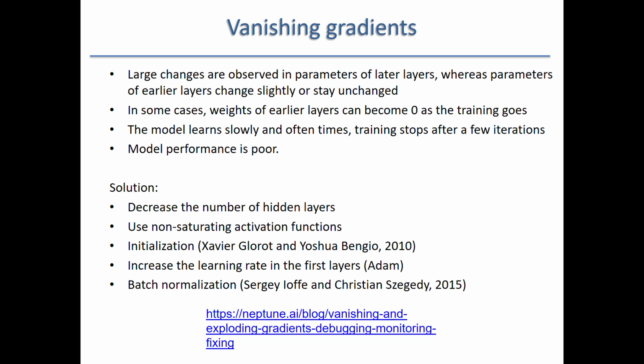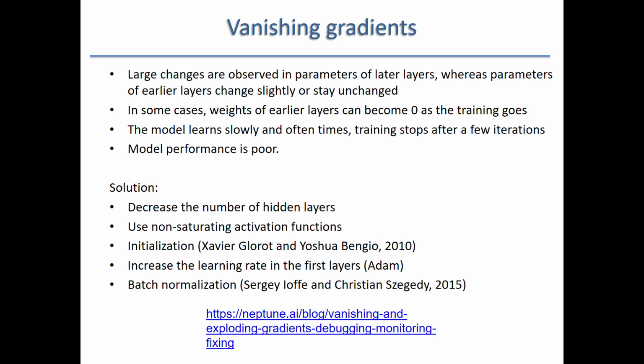In some cases, the weights of the earlier layers can become zero as the training goes, so that there is nothing that propagates through the network. And the model learns slowly, and very often the training stops after a few iterations because the goal function is not changing anymore, and the model performance is generally poor.